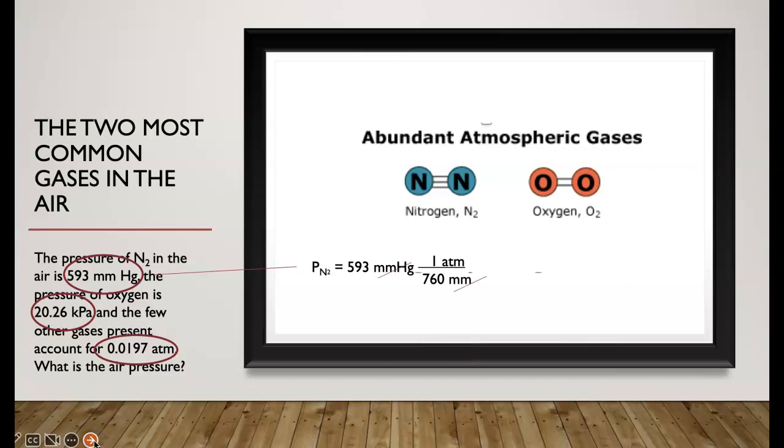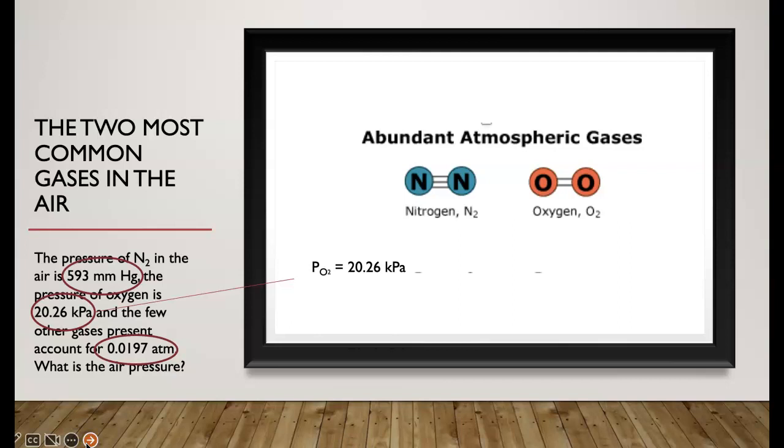So I decided to convert everything to atmospheres because whenever I'm dealing with gases, I always convert to atmospheres. And so I get 0.7803 for the pressure of nitrogen.